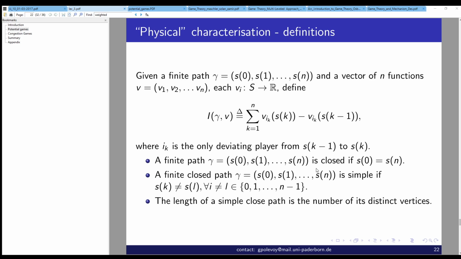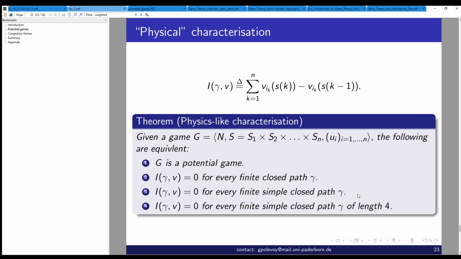Now, having given those definitions, we look again, remember what I means, the sum of those differences of these functions. We give the following characterization, which is really physics-like. It's really similar to physics. So, given a game in the strategic form, the following statements are equivalent. First is that G is a potential game, an exact potential.